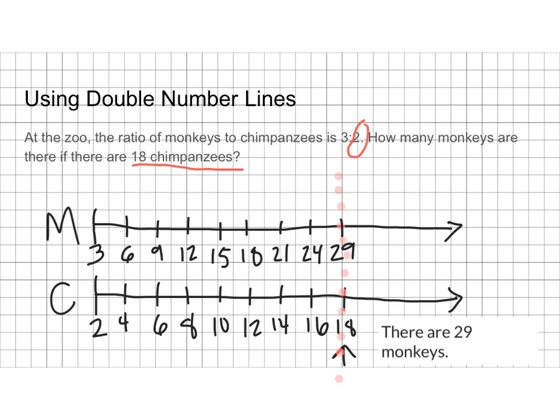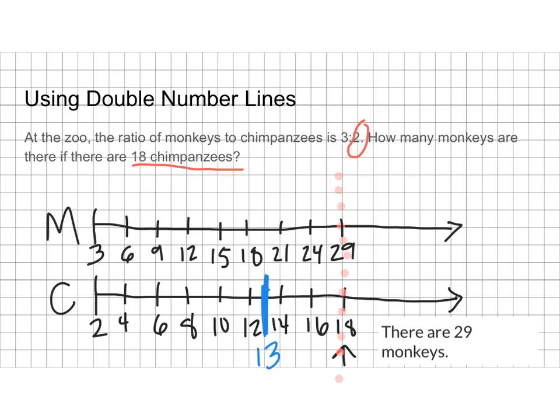Now, you might ask, why would you do this rather than using a rate table? And I do actually like rate tables a little bit better, but I want you to notice one nice thing about this is that you can use the fact that it's an evenly spaced number line to find in between values. So if I wanted to know how many monkeys are there when there are, say, 13 chimpanzees, and I already have my number line made, well, 13, that's halfway between 12 and 14.